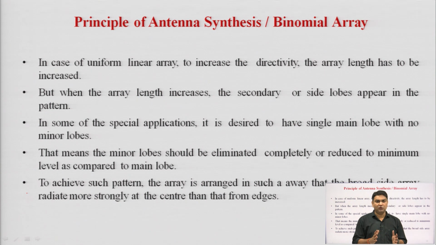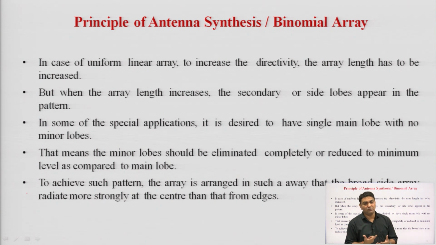Obviously, the major lobe must have a very sharp beam width, because the directional characteristics are in the form of the sharpness of the beam, the sharpness of the major lobe. So, generally in the binomial array, our main focus is to eliminate all kinds of lobes other than the major lobe. This is the basic theme of using a binomial array.